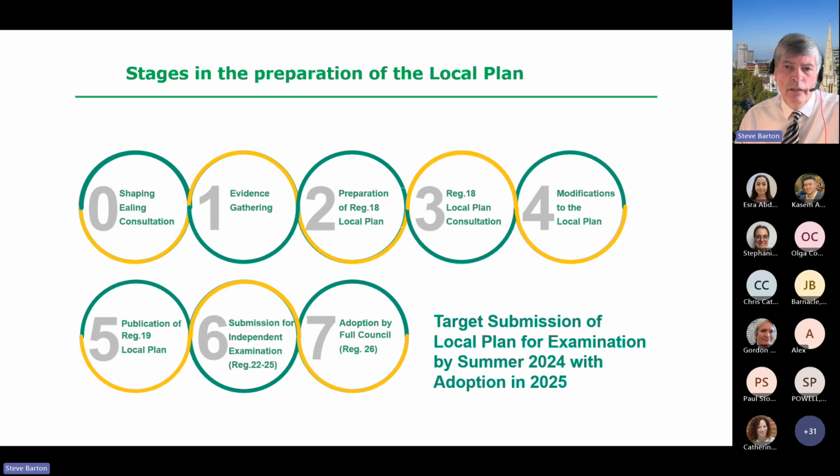And obviously since then, we've been taking stock of the many representations that we received, as I say, more than 14,000. We've obviously received and completed some further technical evidence-based reports, and we've now arrived at our final proposals, which were approved at a meeting of Ealing's Full Council on February the 21st.